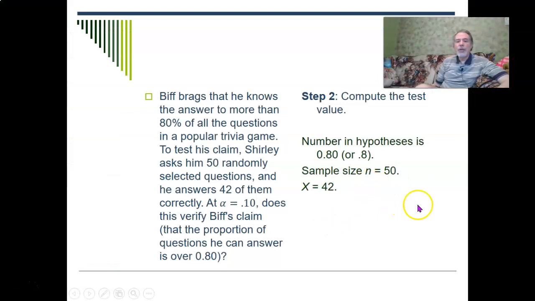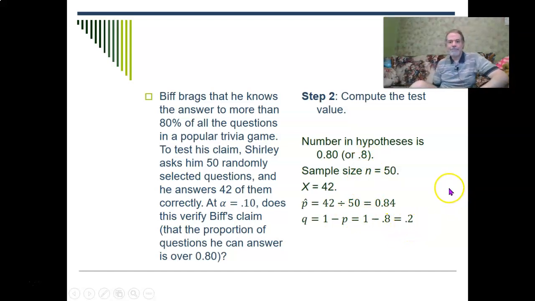Now, what if we were doing this ourselves using the formula? We would have to calculate the p hat ourselves by taking x divided by n. So that would be 42 divided by 50, and that does come out to be 0.84. We would need q for that formula, and that would be 1 minus p. Since p is 0.8, q would be 1 minus 0.8, which would be 0.2.